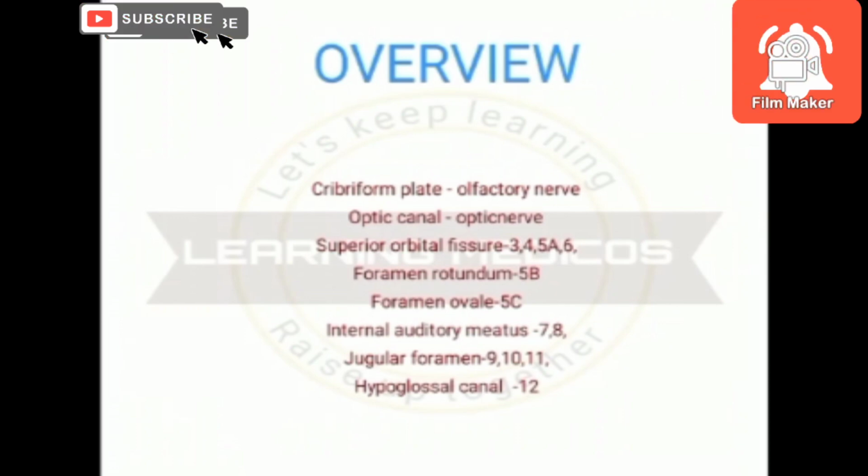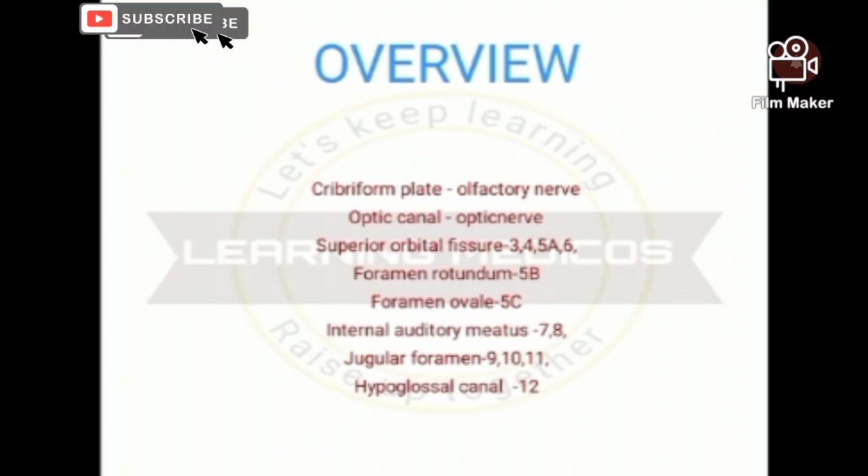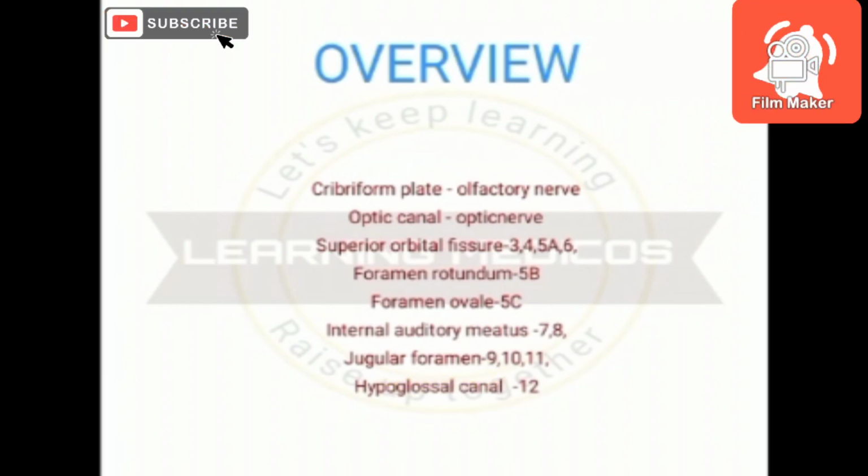So let's overview once all the cranial nerves and their passage through different foramina. Our first cranial nerve, the olfactory nerve, passes through the cribriform plate. The second cranial nerve, the optic nerve, passes through the optic canal. The third, fourth and sixth cranial nerves and the first division of the trigeminal nerve pass through the superior orbital fissure. The second division of the trigeminal nerve passes through the foramen rotundum, the third division through the foramen ovale. The 7th and 8th cranial nerves pass through the internal auditory meatus, the 9th, 10th and 11th through the jugular foramen, and finally the 12th through the hypoglossal canal.